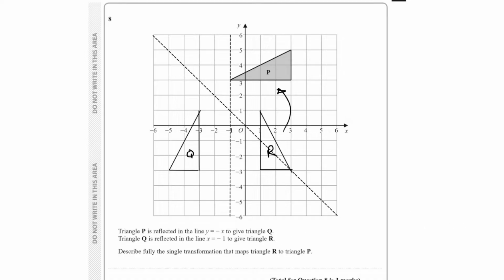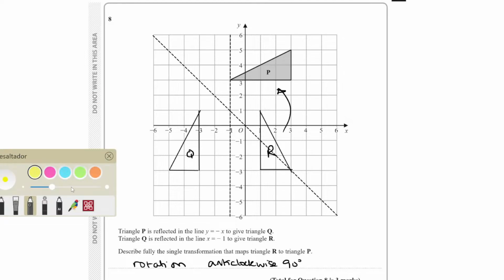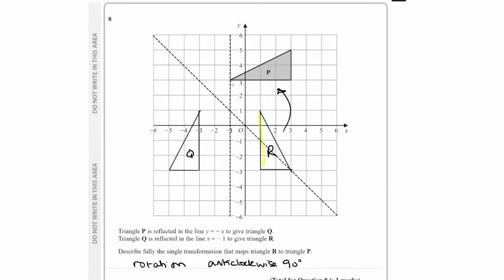So what type of transformation is it? It looks to me to be a rotation. That's the first thing I would say. But obviously then we need to give details about the rotation. So obviously it's going that way. That's anti-clockwise, and I would say by 90 degrees. Because if you just pick one of the sides, for example, this side is now this way. That's a 90-degree rotation, isn't it? That's how I kind of figure it out.